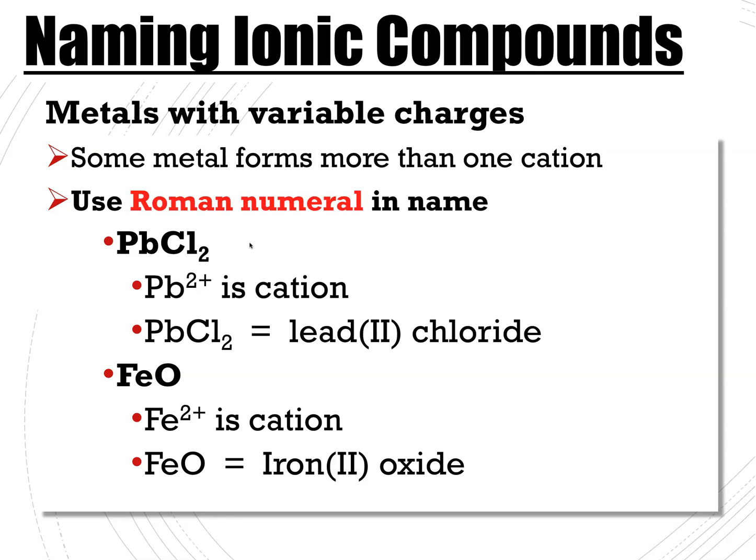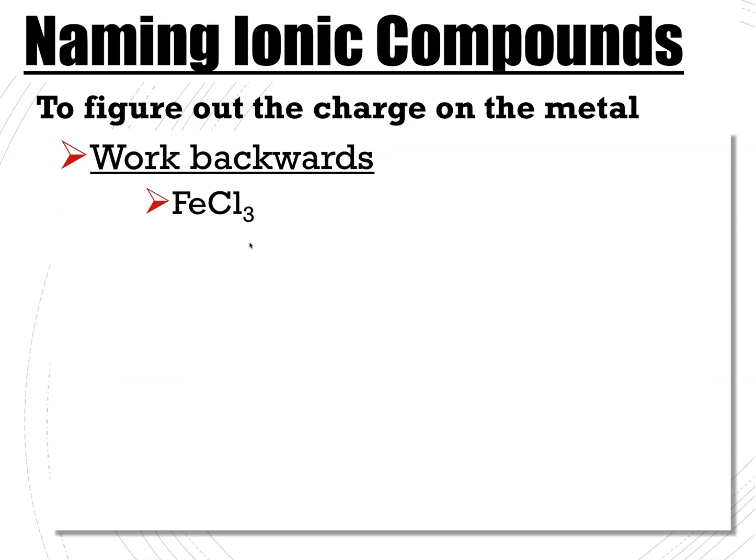So if oxygen's -2, iron has to be +2. Now I know its charge. Therefore, my naming: iron(II) oxide. So keep that idea in mind. Now, let's look at it one more time to make sure we understand what's going on.